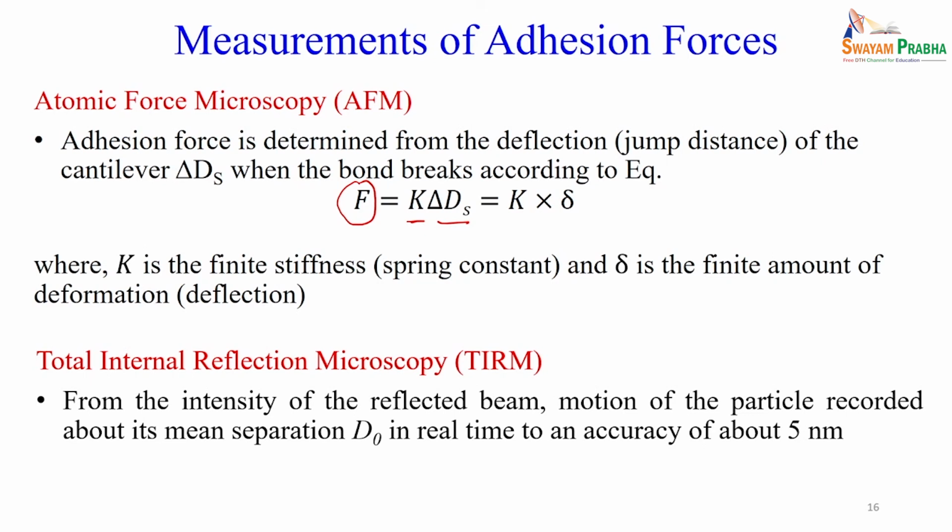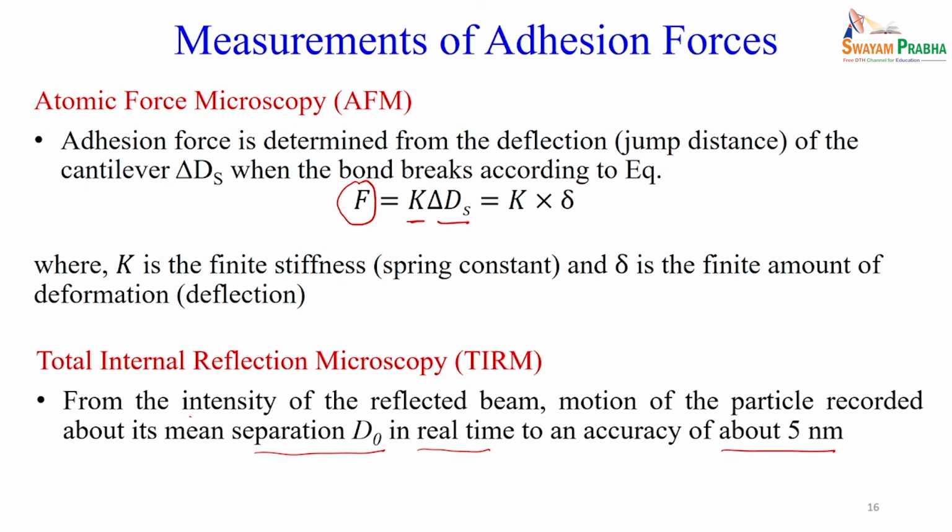Another method is the total internal reflection microscopy, TIRM. So, this is used for the weaker interaction, like there are some colloidal particles in the liquid. So, what happens is the intensity of the reflected beam depends on the distance of the particles and the surface. So, if you record the intensity of the reflected beam, then the motion of particles is recorded about its mean separation distance between that solid surface and that particular colloidal particle, and here the accuracy is about 5 nanometer.